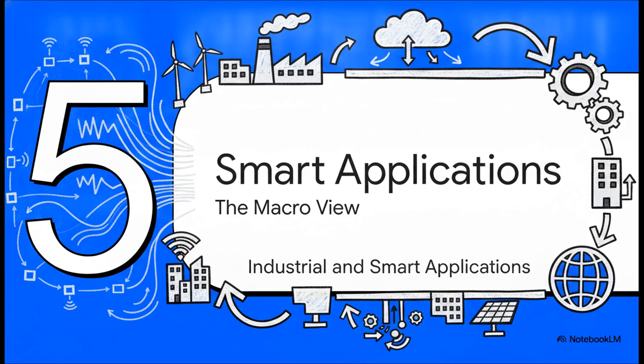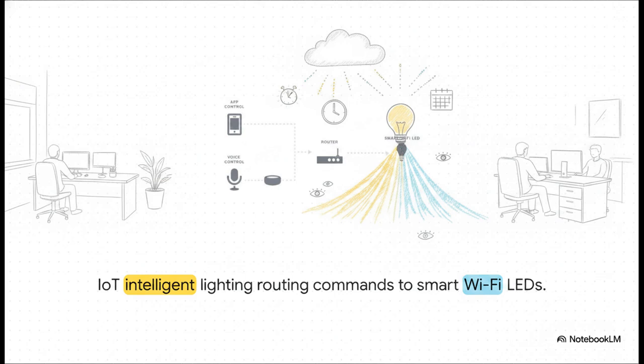And that brings us to Section 5, Industrial and Smart Applications. The macro view. Let's ground this in a highly relatable, real-world application: intelligent lighting. Imagine an office setting where smart Wi-Fi bulbs actually learn employees' schedules, turning on exactly when and where they're needed. But they do more than that. They bridge the gap between local physical sensors and complex cloud logic.